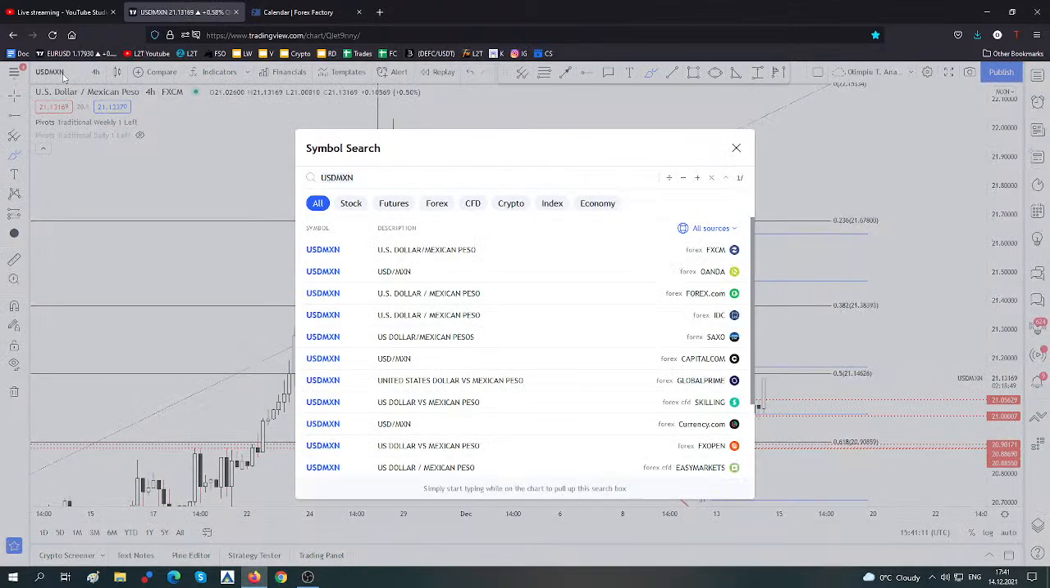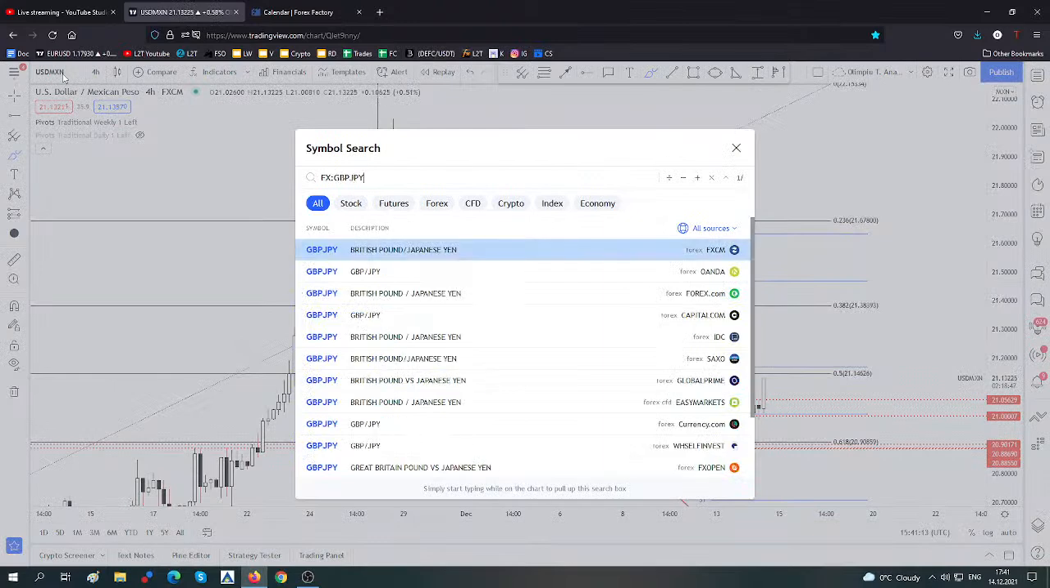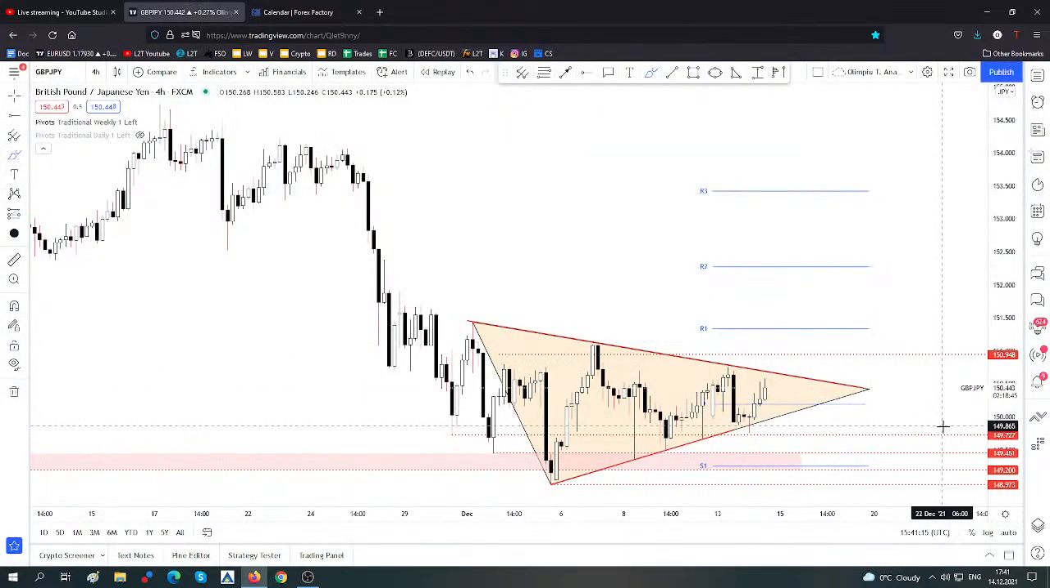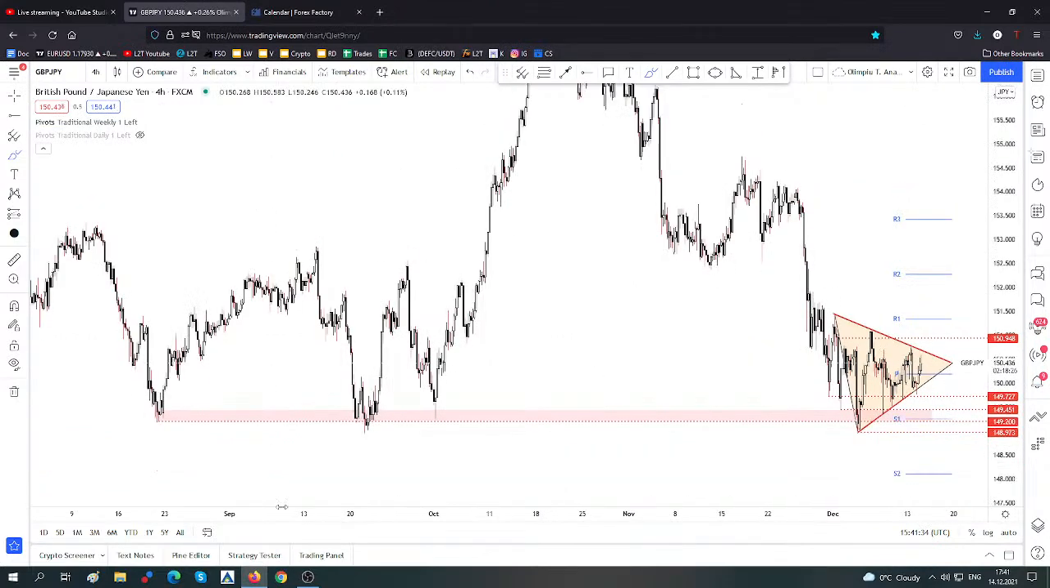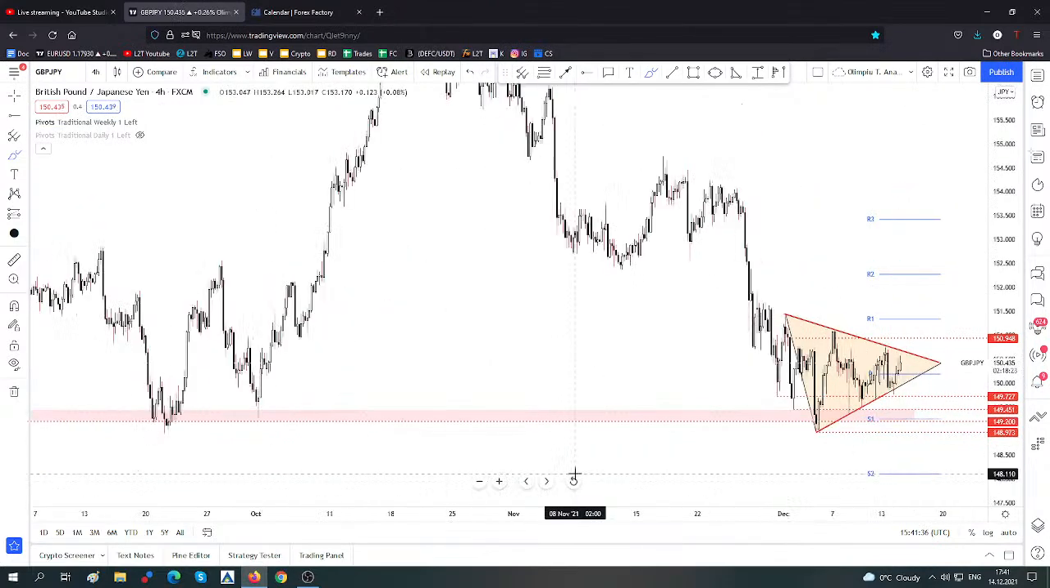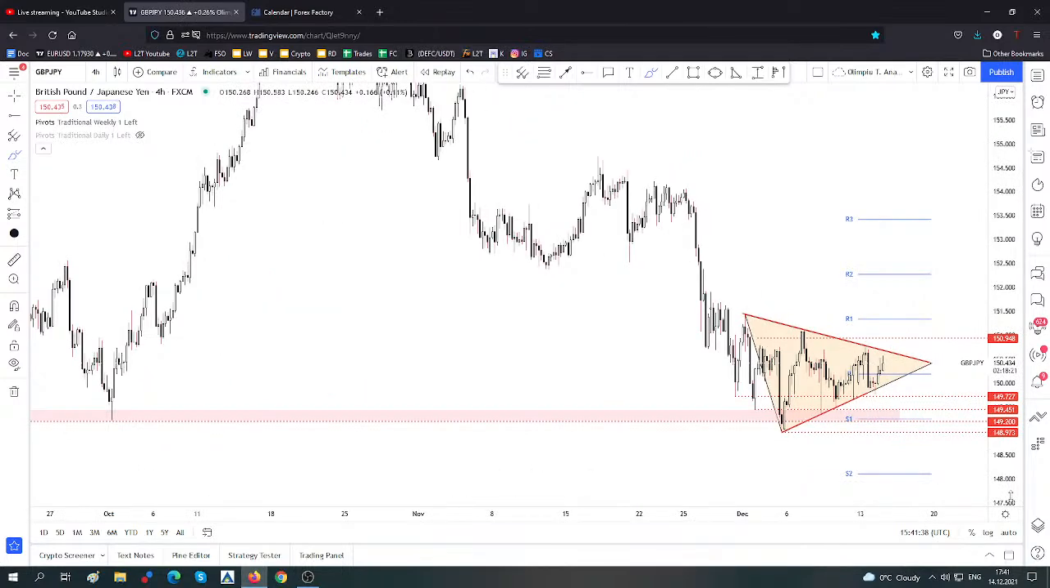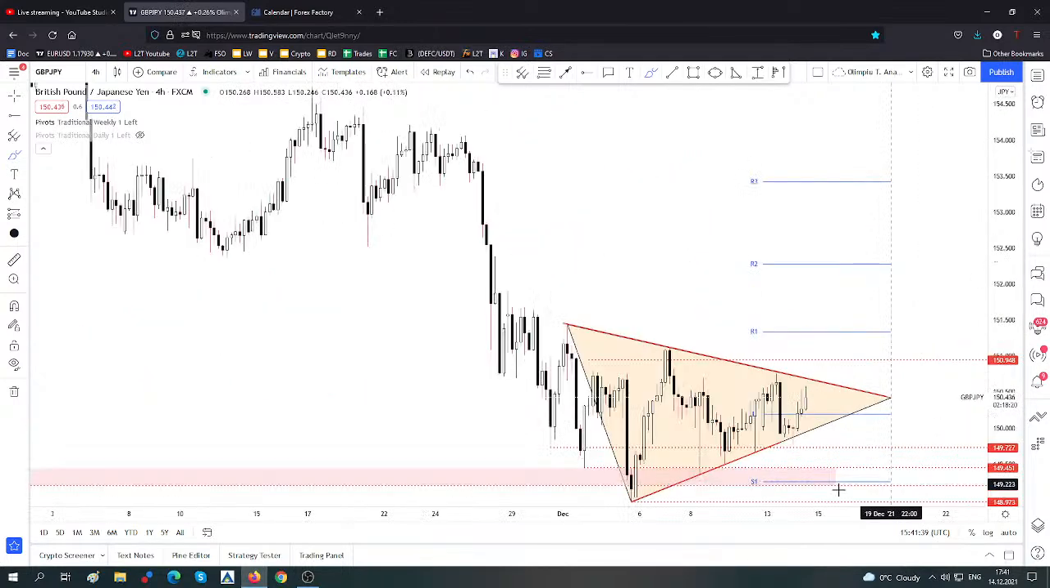My trade in the British pound versus the Japanese yen. Also here, I will not show you my setup, only because the price is above my entry level and is in profit right now, and this was also a VIP trade. I've talked about something like this, support zone, demand area, GBP versus the Japanese yen. And right now we have something like a pattern.